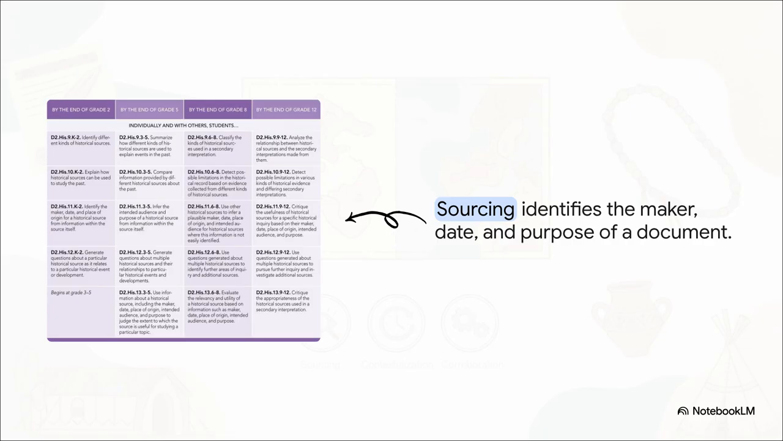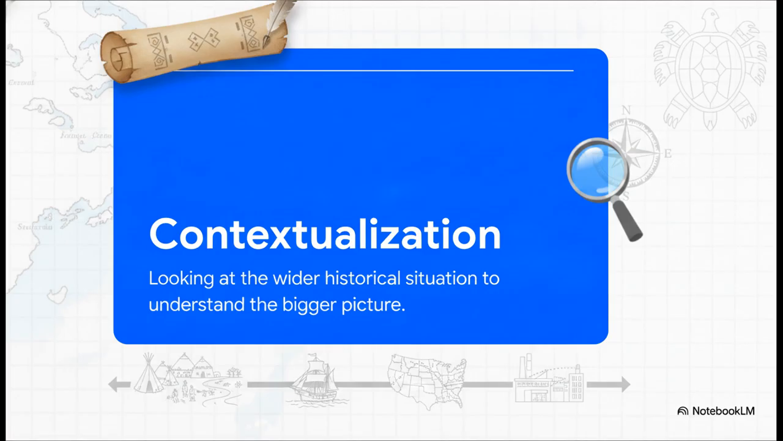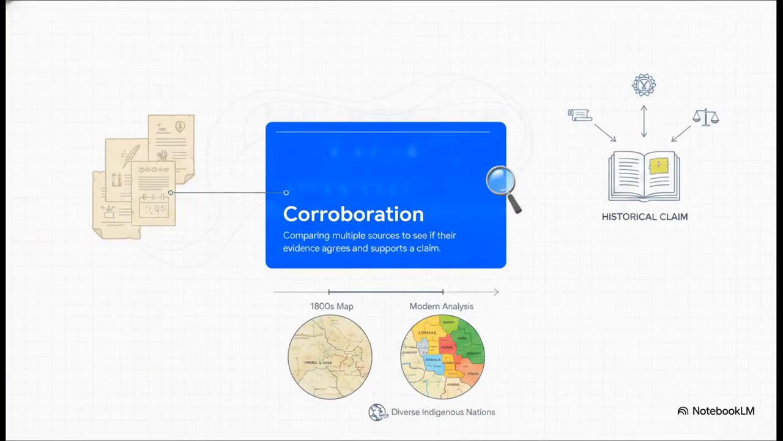To actually evaluate any of these documents, historians use a skill called sourcing. Sourcing basically means playing detective to figure out exactly who made the document, when it was made, and the specific purpose or reason why they created it in the first place. Next up is contextualization. This is where you zoom out to look at the wider historical situation and time period. You really need to understand the bigger picture and what was happening in society at that moment to make sense of the source. Finally, we use corroboration. This is basically cross-checking. You're comparing multiple sources against each other to see if their stories match up, if their evidence agrees, and if they actually support the same historical claim.